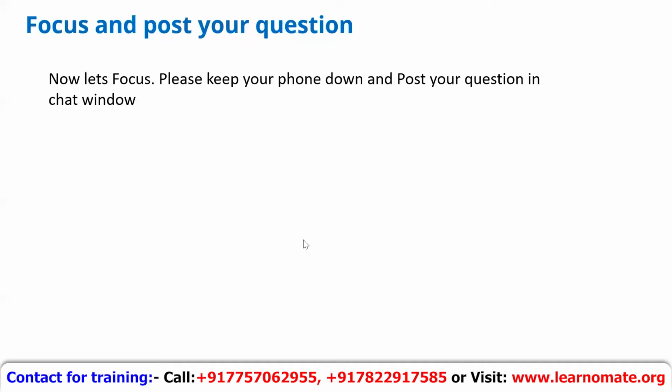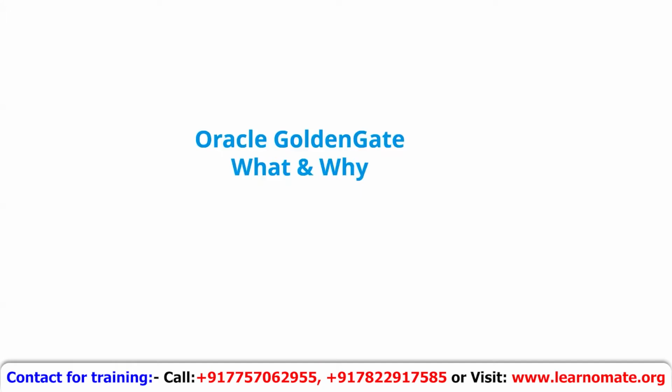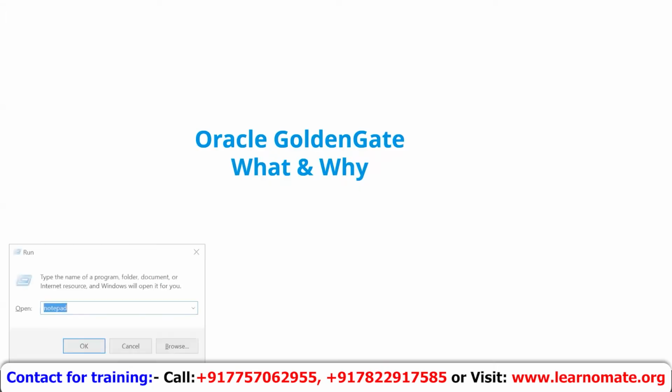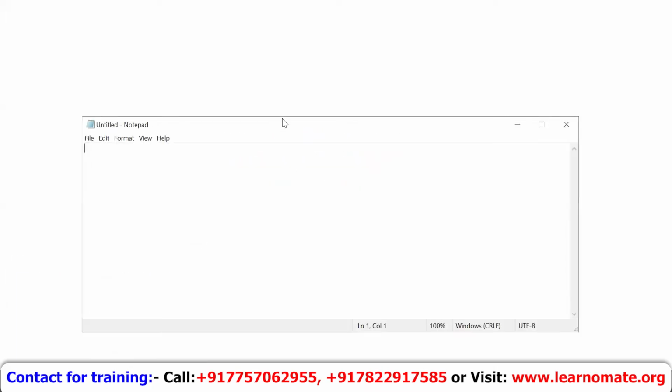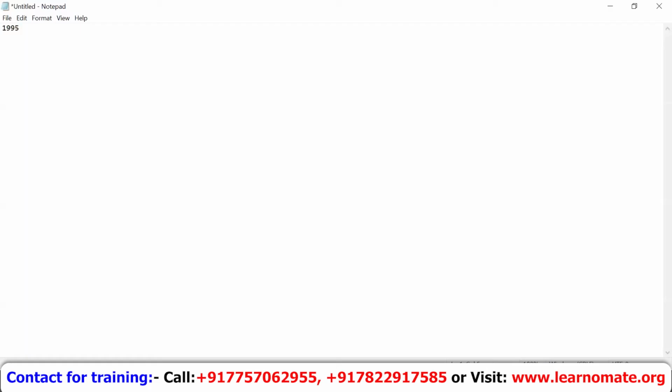Let us start. Okay. So first of all, I want to give you an introduction about Oracle GoldenGate, what and why. So let me take you through the evolution of Oracle GoldenGate. GoldenGate was founded in 1991. It was GoldenGate, a standalone company. It wasn't Oracle GoldenGate at that time. Now, it was named after the famous San Francisco bridge, which is the Golden Gate Bridge.